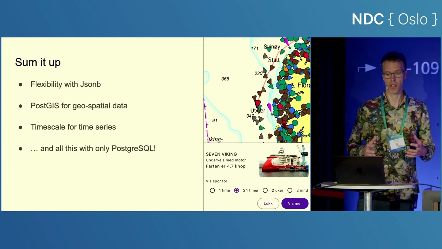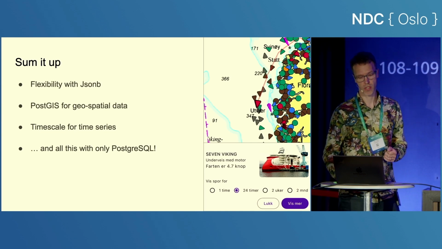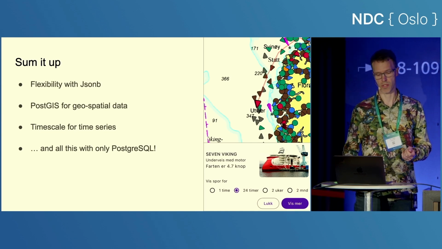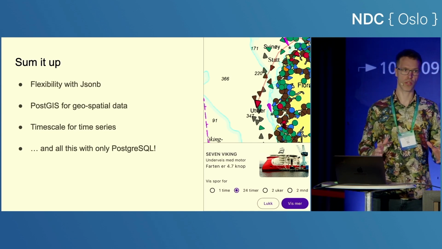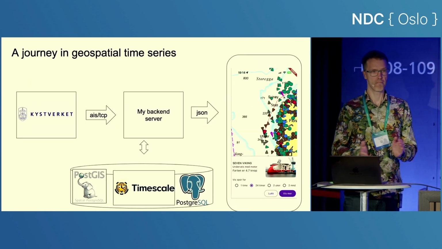So to sum it up, I get flexibility with JSONB from Postgres. I use PostGIS for geospatial data and Timescale for time series. And all this within just Postgres, no specialized database. Thank you.